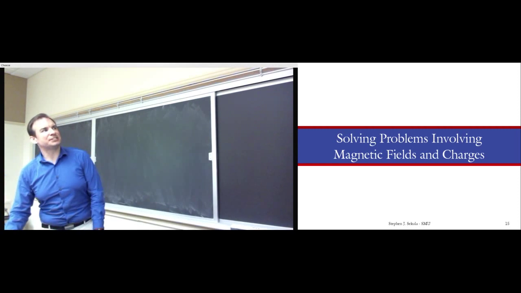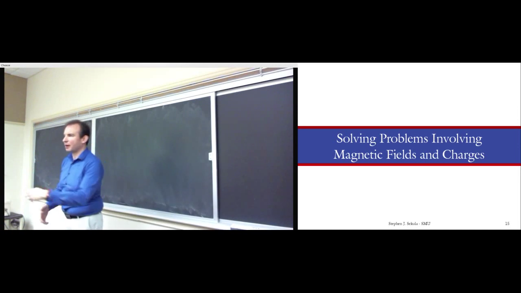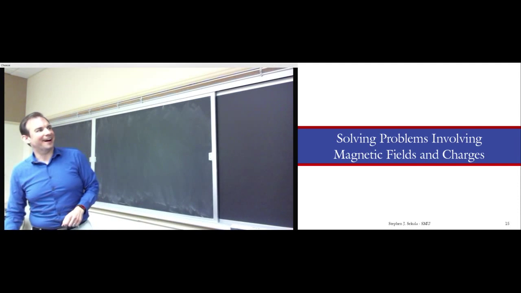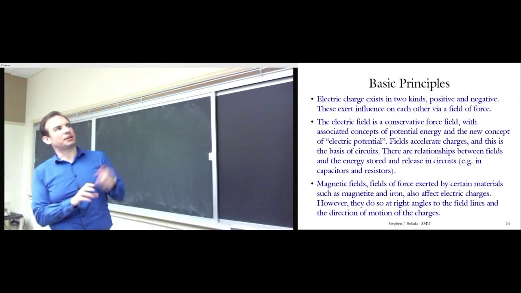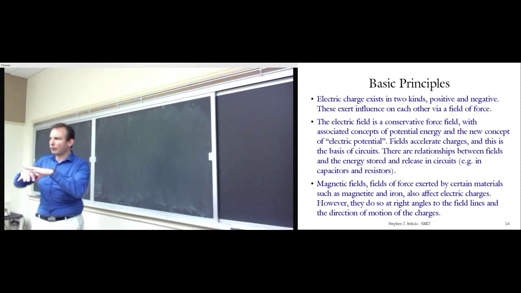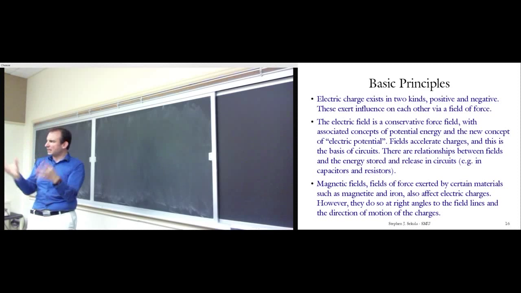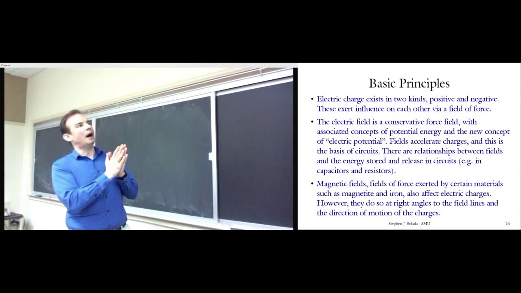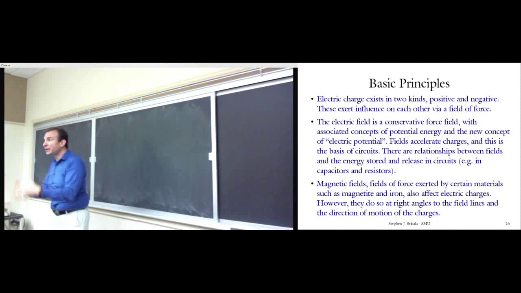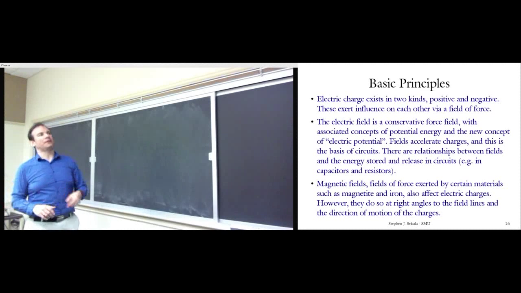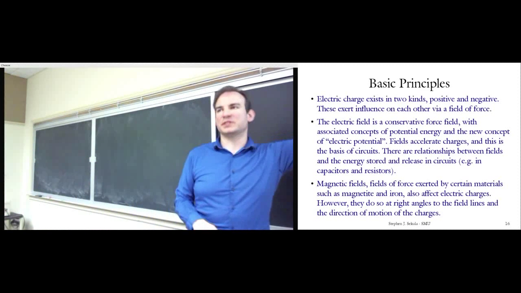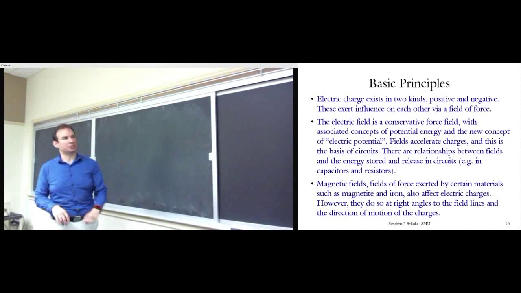All right, let's solve some problems involving magnetic fields and charges. This is to make up for not having done any problem solving for a couple of weeks now. Reviewing the basics: electric charge exists in two kinds, positive and negative. These exert influence on each other via a field of force. We've dug into that field and its associated electric potential. These fields accelerate charges, which is the whole basis of circuitry. You create a voltage, move some current, do some work, and get some good stuff out on the other end. We've looked at capacitors, resistors, and batteries, so we've looked at basic circuits.